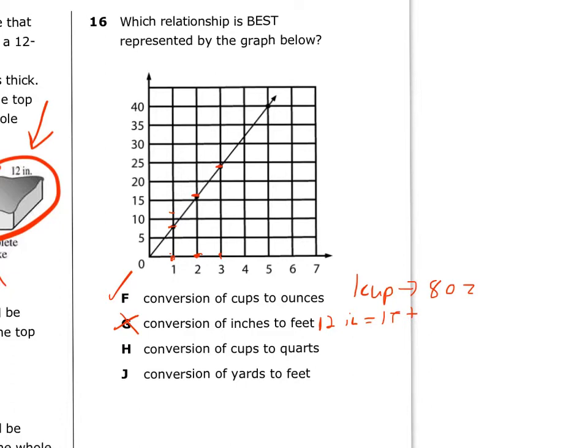Alright, next one is cups to quarts. There are 4 cups in 1 quart. So 1 quart, here's 4 cups. Didn't line up. Finally, yards to feet. 1 yard for 3 feet. There's 1 and 3. Didn't line up. F is the only answer that works.